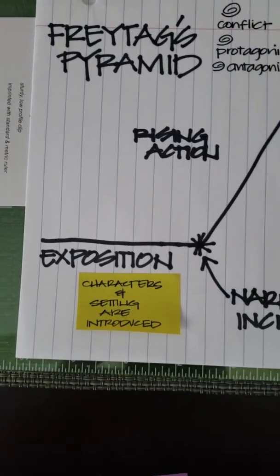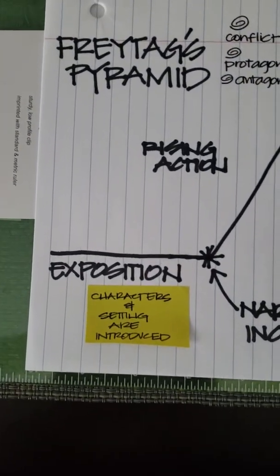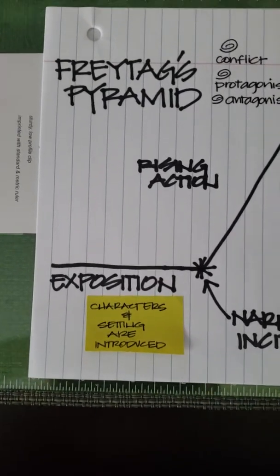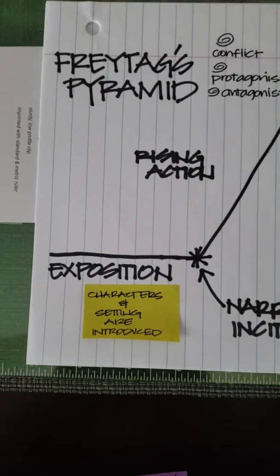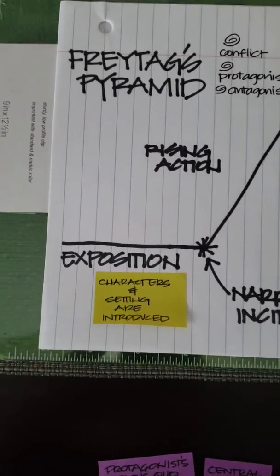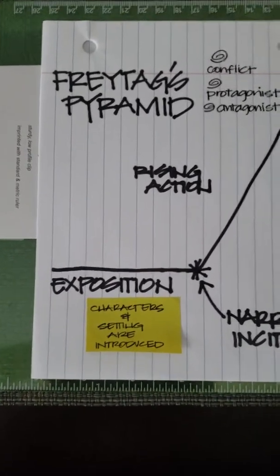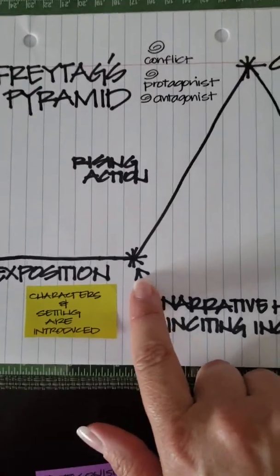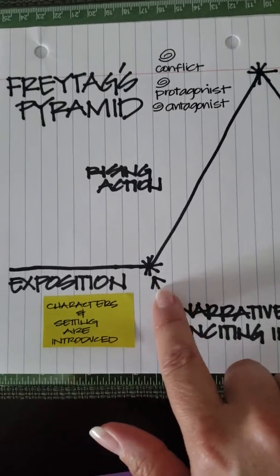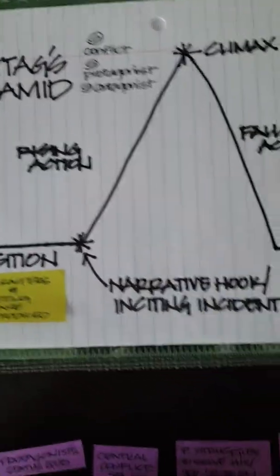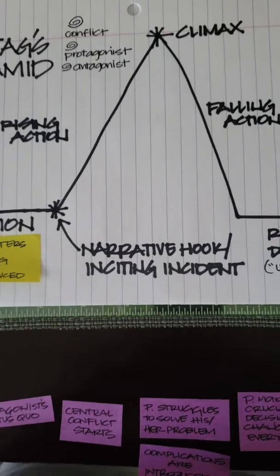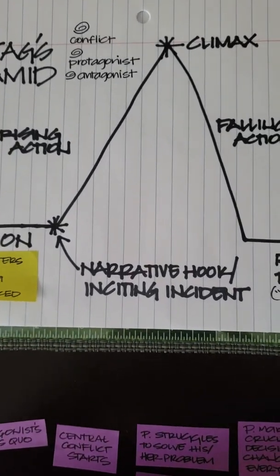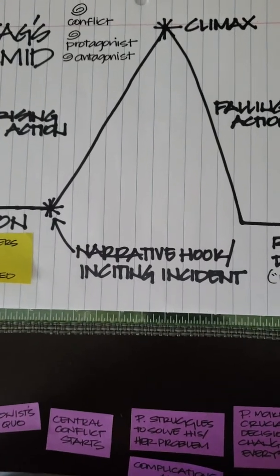So in general, when we talk about exposition, it's the place where the characters and the setting are introduced. We get a sense of where the story is happening, who's in it, sort of what's going on, so that we can then enter the world of the story and understand what's happening. So right here at this little star, this is generally where things start to get good in the story. We call that two different things. It sometimes is referred to as the narrative hook, and other times it's referred to as the inciting incident.